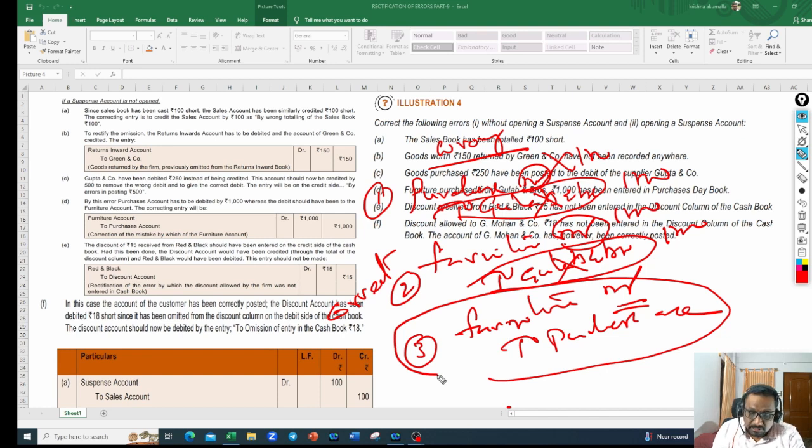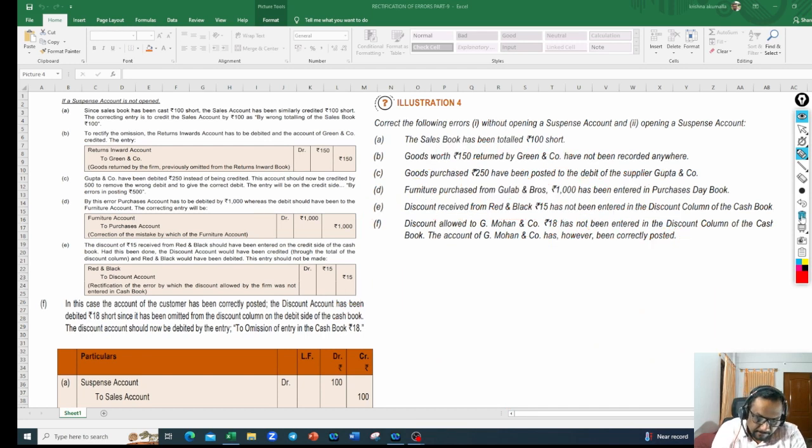Are you clear? This is also a complete entry. Why is this a complete entry? Why is there no single-sided entry posted here? Because the mistake happened in multiple accounts. Furniture account, they did not post. That is one error. Instead of posting in furniture account, they posted in purchase account. That is another account impacted. So multiple accounts got impacted, because of which a complete entry has come. Right. Next.